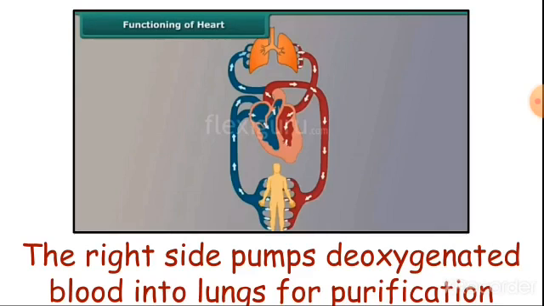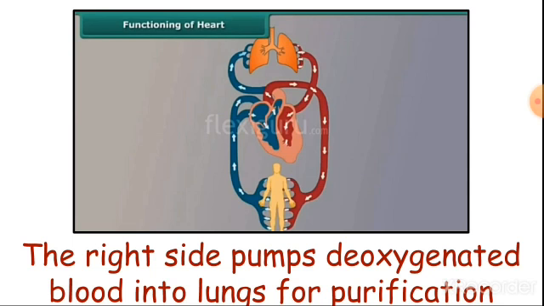There is a partition between the chambers which helps to avoid mixing of blood rich in carbon dioxide with the blood rich in oxygen. The right side of the heart pumps deoxygenated blood, which is received from the other parts of the body, into the lungs for purification, and the left side of the heart pumps oxygenated blood, which is denoted by red color, which is received from the lungs, to the rest of the body.